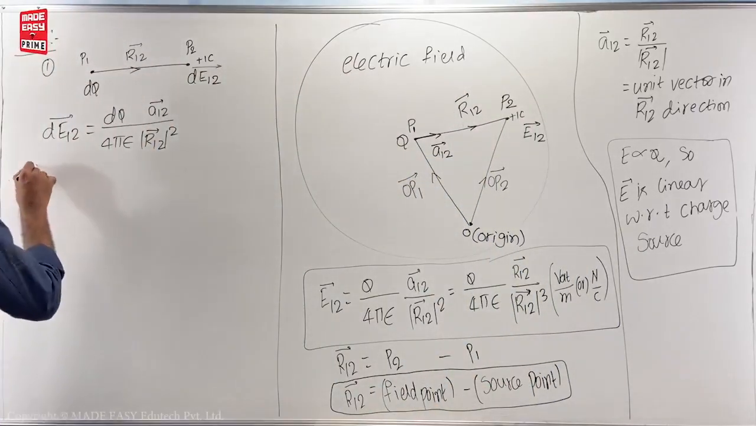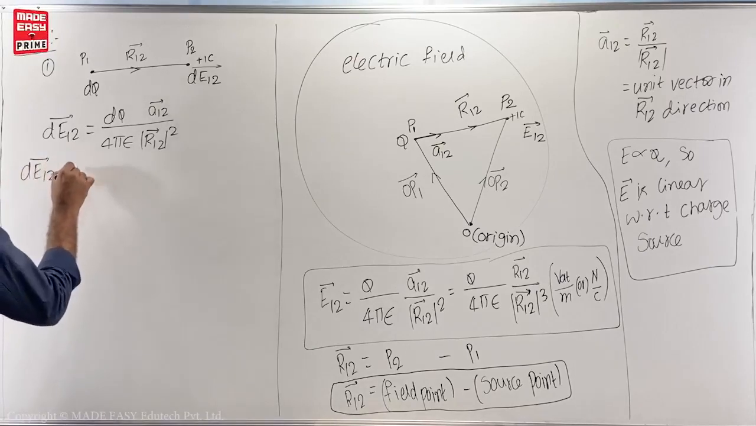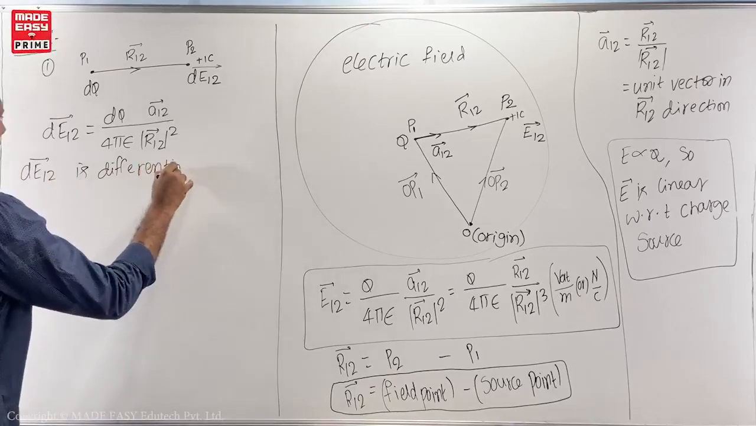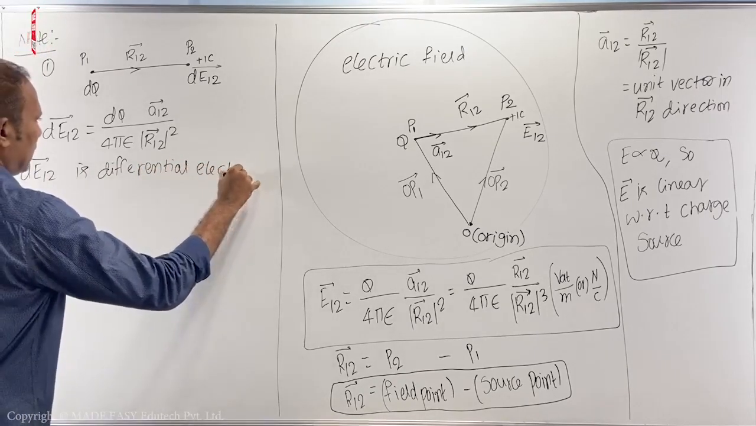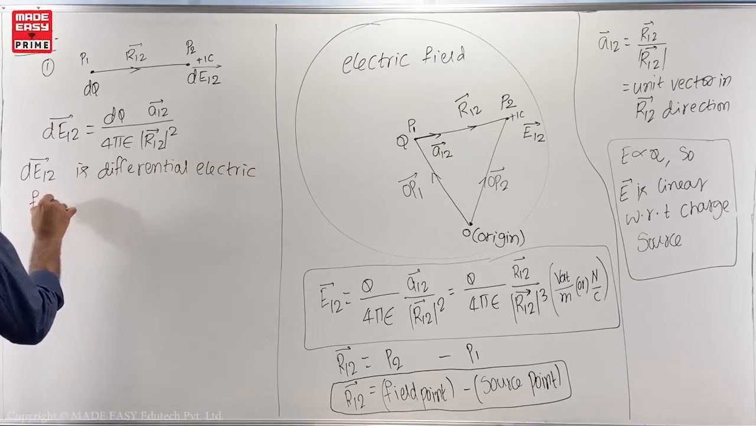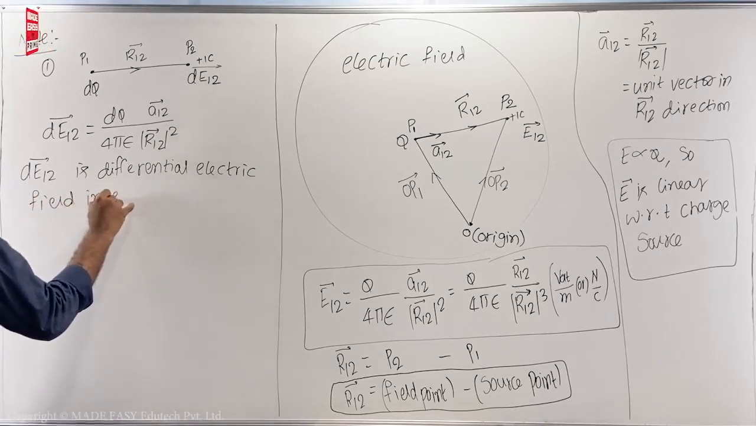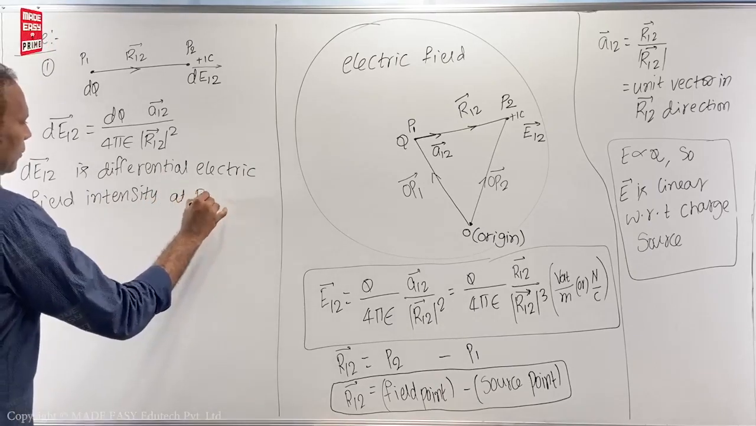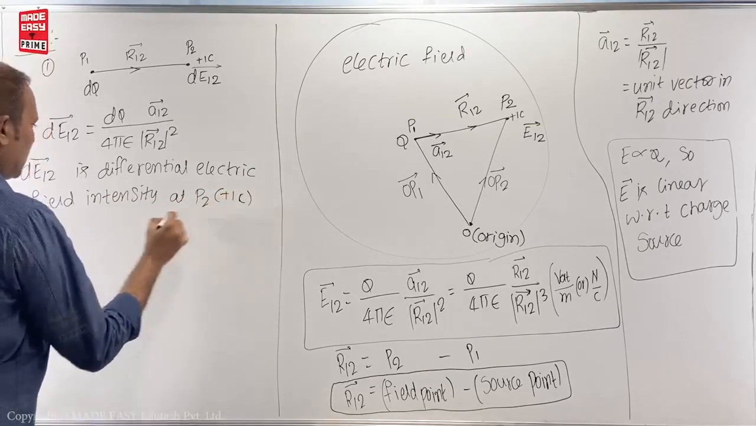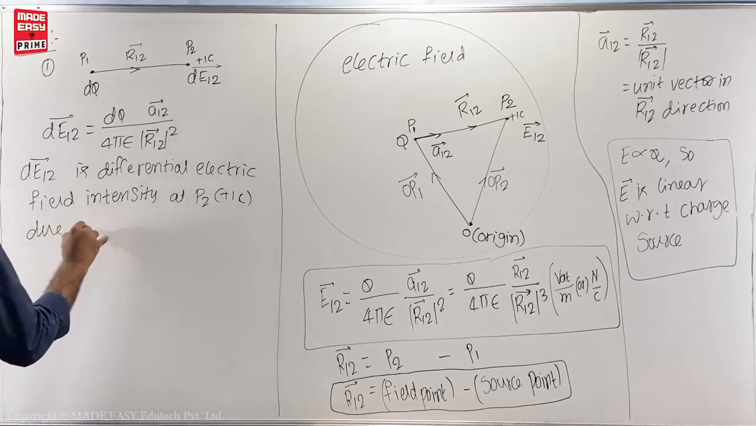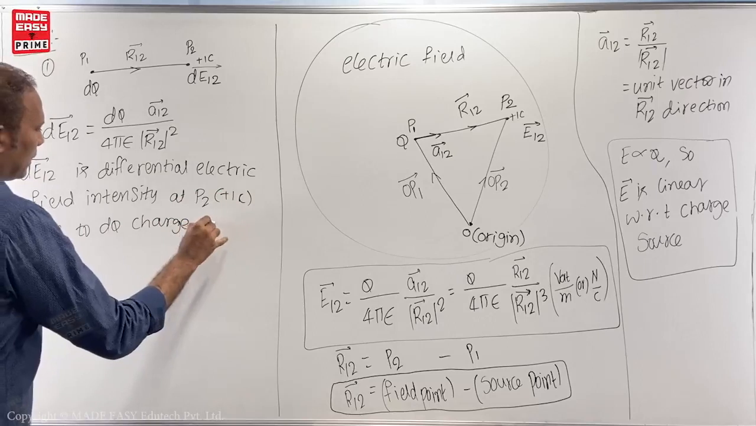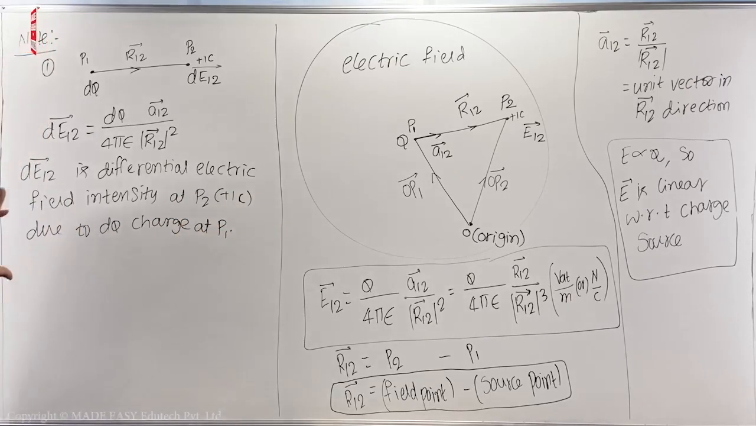So here dE12 bar means differential, that means small, differential electric field intensity at point 2, where 1 coulomb charge is there, due to dq charge at point 1 location. So this is the formula.